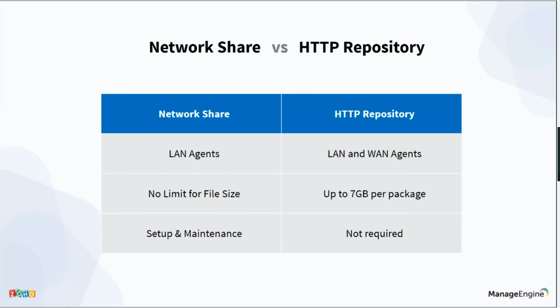And you need to ensure that the software size is around 7 gigs if it is an HTTP repository. But for network share, there is no such limit. But it has its own disadvantages, where the computers should have access to the network share. Only then will they be able to fetch the software from there. You also have to set up and maintain the network share, but in an HTTP repository, there is no such maintenance or setup needed. It's done by default when you set up Desktop Central.